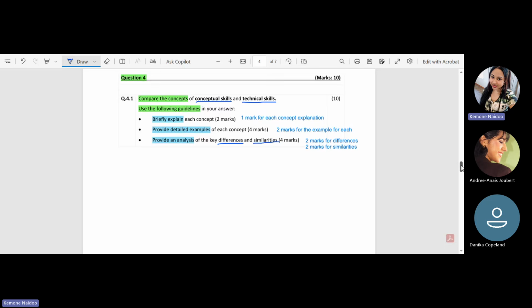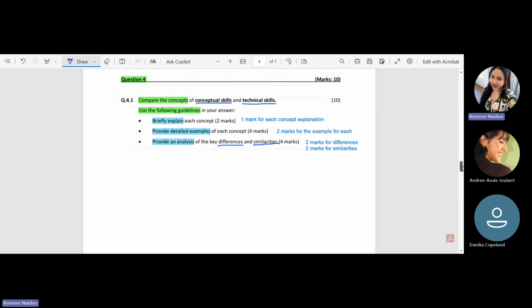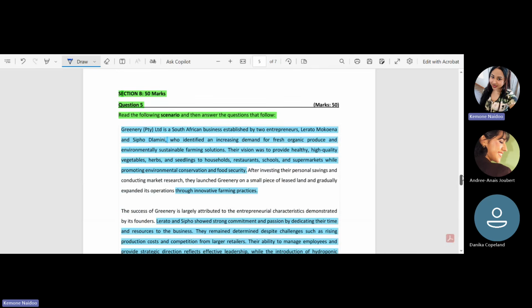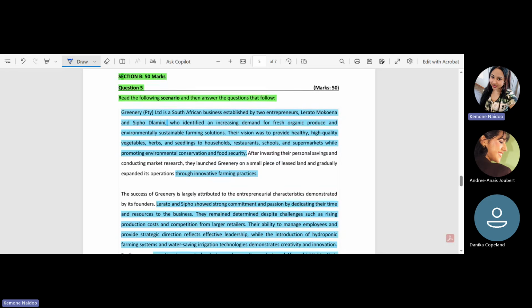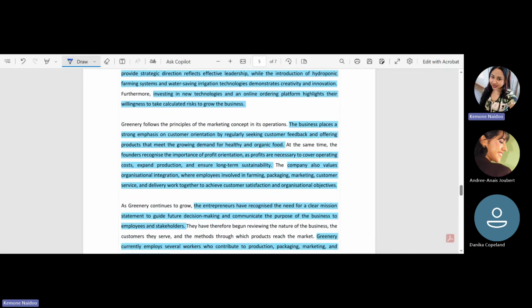Okay, so then we know everything is together. It's not untidy. We know what exactly is conceptual skills, what exactly is technical. Now moving on to the longer questions. Okay. Our longer questions usually come with a case study.